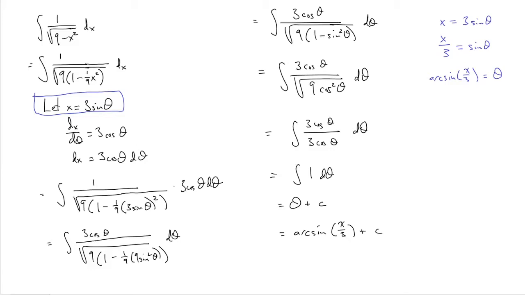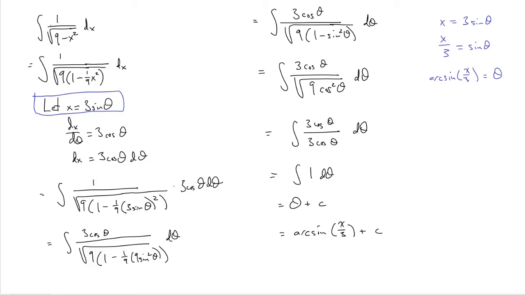This was a fairly simple example of trig substitution. In particular, if you had recalled the derivative of the arc sine of x, you might have been able to do it by straight substitution, not just by trigonometric substitution. But still, we did it by trigonometric substitution just to show how the technique works.